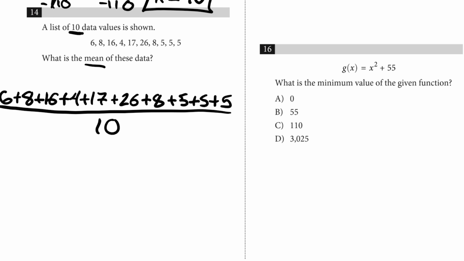6 plus 8 plus 16 plus 4 plus 17 plus 26 plus 8 plus 5 plus 5 plus 5, all of that added together is 100. And we're going to divide this by 10, which gives us a mean of 10.